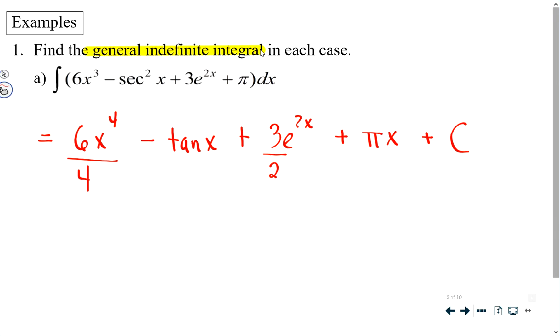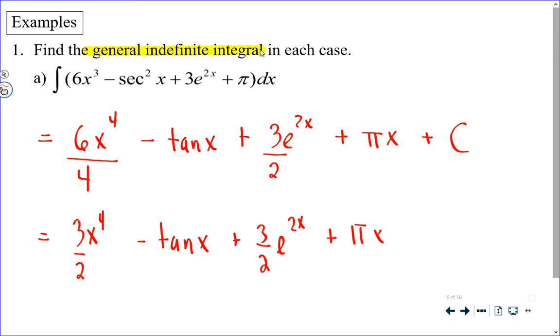I guess what we can do is just simplify this a little bit by writing 3x to the 4 over 2 minus tan x plus 3 halves e to the 2x plus pi x plus our constant. And remember, if that is right, when you differentiate the answer that we got, you have to get back to the integrand. And we can certainly check that.